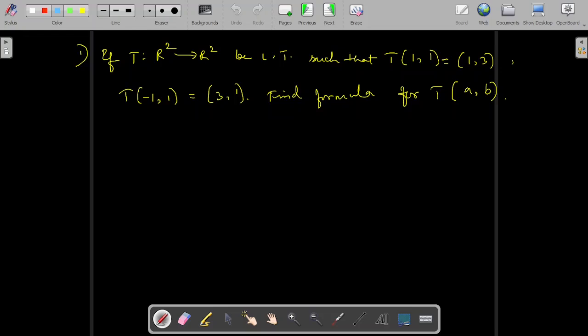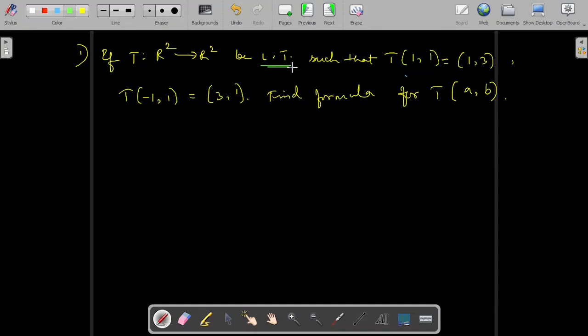Hello everyone. In this video, I solve a few more problems related to linear transformation. That means in this case, they have given you a transformation. No general formula for the transformation is given, but where two vectors go under that transformation is given. You have to find a formula for T of (a, b). That is, here there is a transformation from R square to R square. That is a linear transformation.